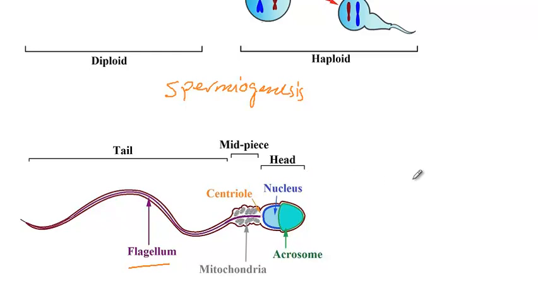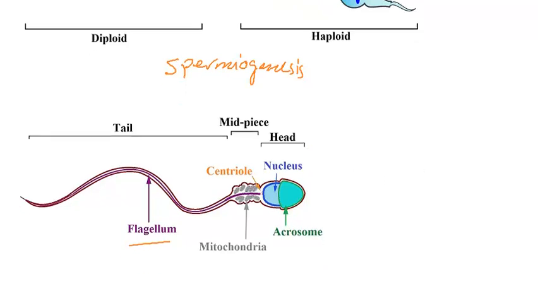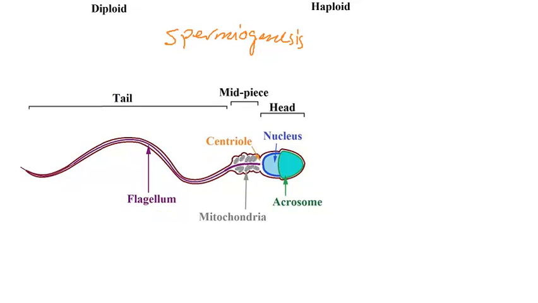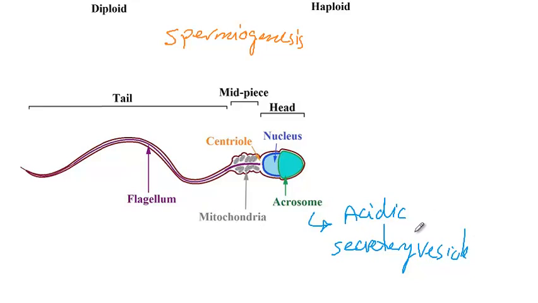So now let's go through details about the function of every one of these structures. Alright, so first let's talk about the acrosome. This is basically an acidic secretory vesicle, and it's derived from the Golgi apparatus that contains the hydrolytic enzymes required for the sperm to penetrate the wall of the egg. So this acrosome will help the sperm to penetrate into the wall of the egg and enter the egg.